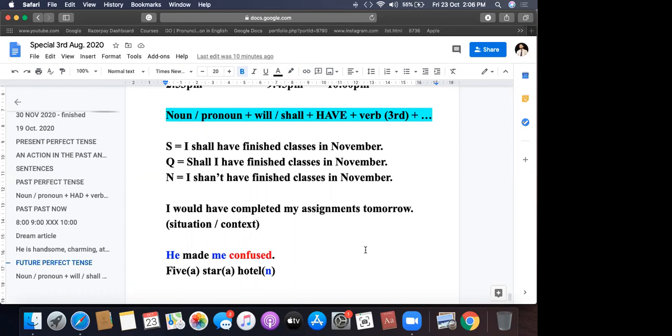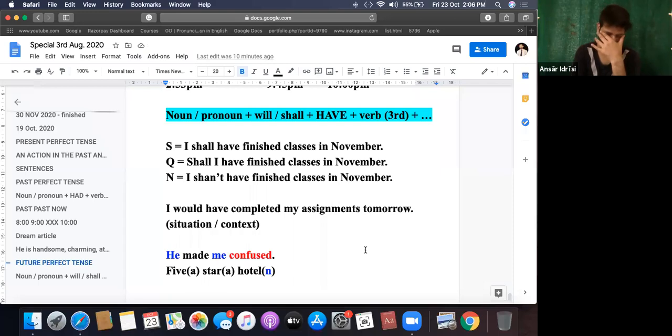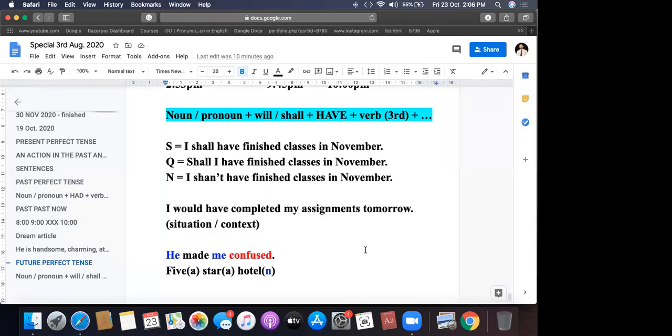Next, I shall have bought a new bike. Shall I have bought a new bike? I shan't have bought a new bike. Correct. Next, I shall have come in the garden. Shall I have come in the garden? I shan't have come in the garden. Next, I shall have completed my graduation. Shall I have completed my graduation? I shan't have completed my graduation.